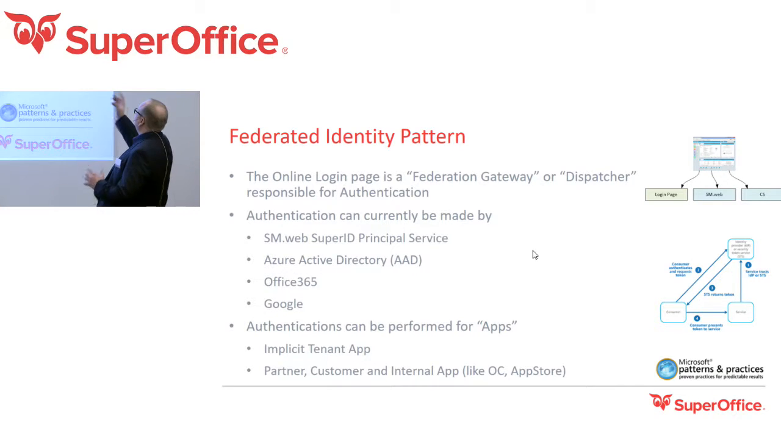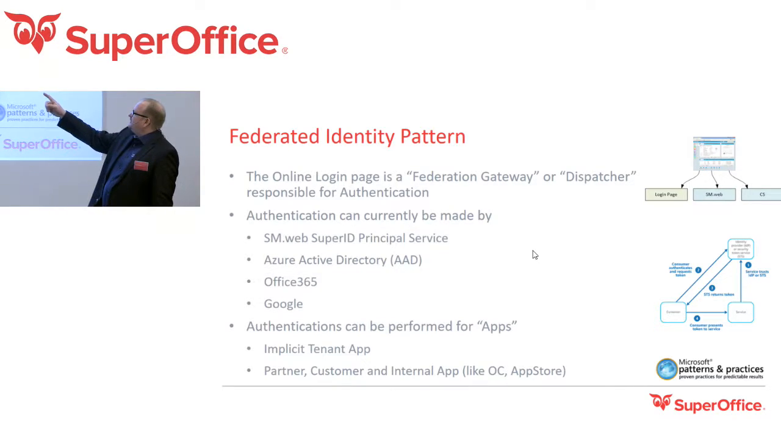Right? So the idea is to make sure that we could trust somebody else. We could trust somebody and send the tenant, tell them who it is, and you should just trust it. So we're trying to centralize the entire authentication part and base it more on trust. That means signing tokens with certificates in order to prove who you are. So the login page online is what we call a federation gateway or a dispatcher responsible for authentication. Not really authorization, but authentication.